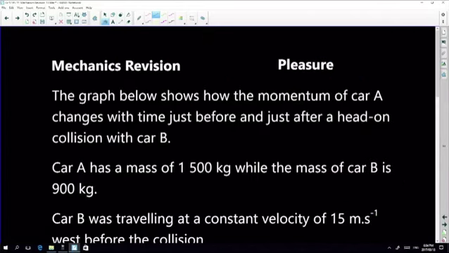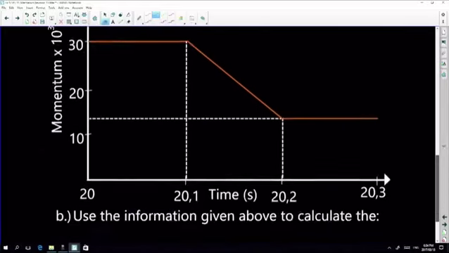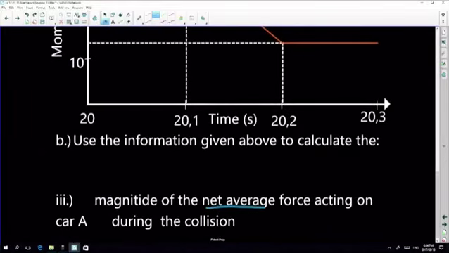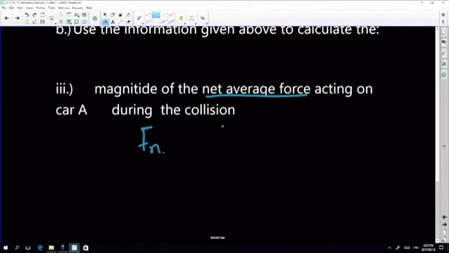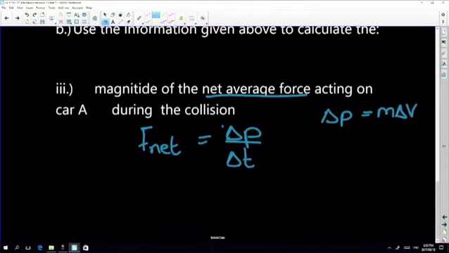Now they say to us, calculate the magnitude of the net average force acting on car A during the collision. This is not dependent on anything that you've worked out up till now, which means there's no carry down. So remember, net force is change in momentum over change in time. I wrote change in momentum as m delta v earlier, but I'm not writing it like that again because I'm going to use the momentum from the graph. Change in momentum is final minus initial.